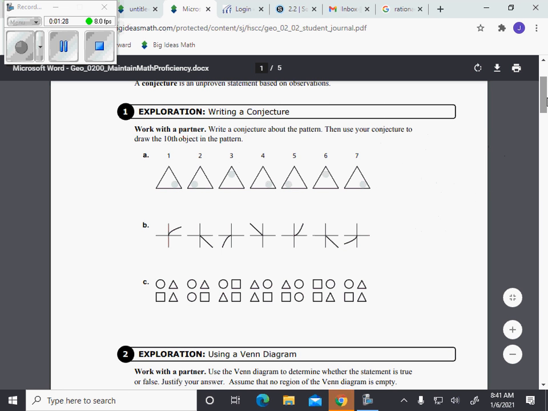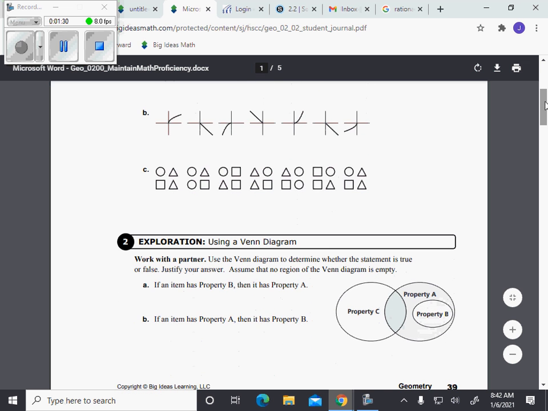Okay, second one, B. Okay, it's same thing. It's going counterclockwise, right? So I'm going to say counterclockwise. But it's switching between a curve to a straight line. So curve, then straight. Okay, and the curve is kind of changing as well.